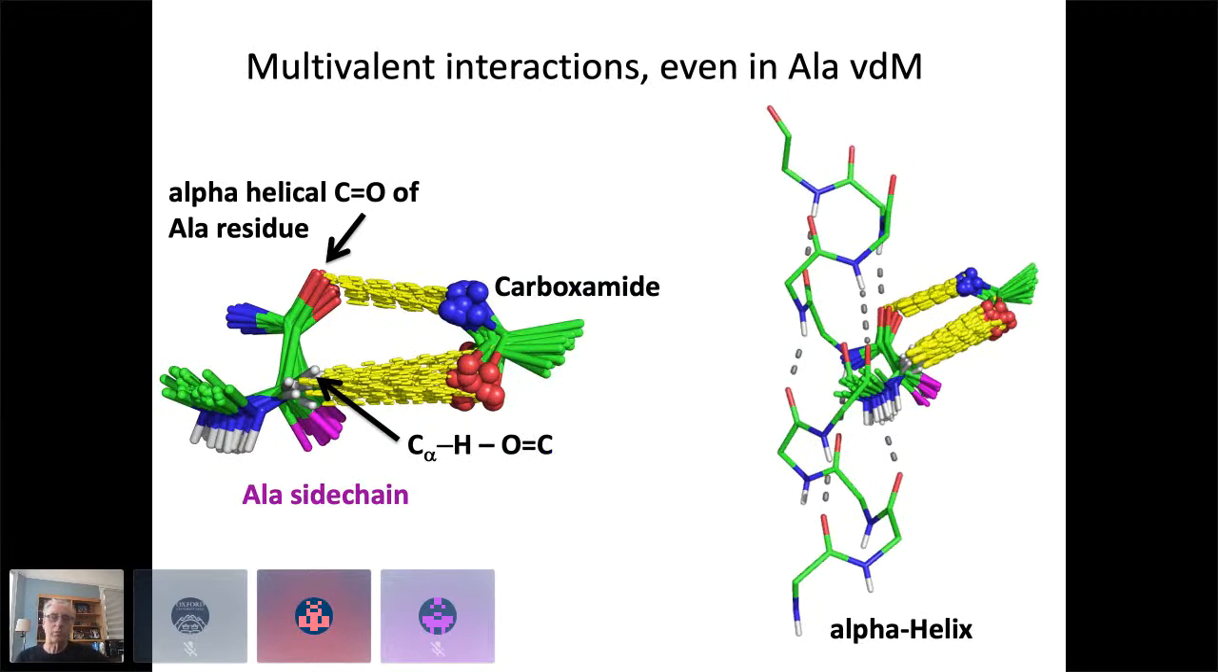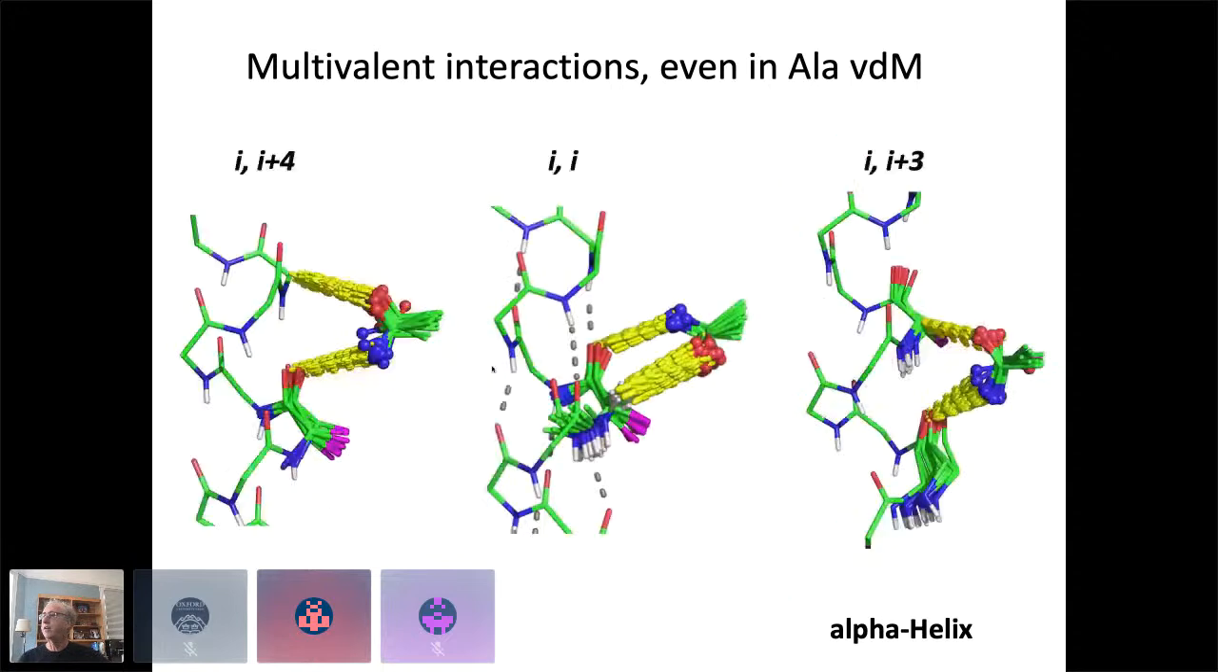Now, why is it that they're privileged? Well, often they're features that you really don't think much about. Here we're looking at how alanine can interact with a carboxamide in a helix. And what we see is this close approach of the carbonyl to the C alpha H in what is often called a C alpha H hydrogen bond. And that can occur between a turn of a helix or at consecutive positions.